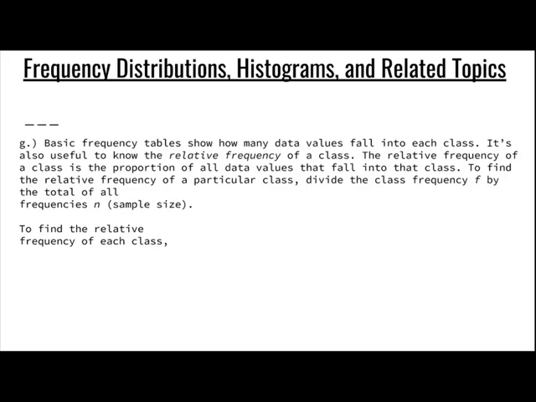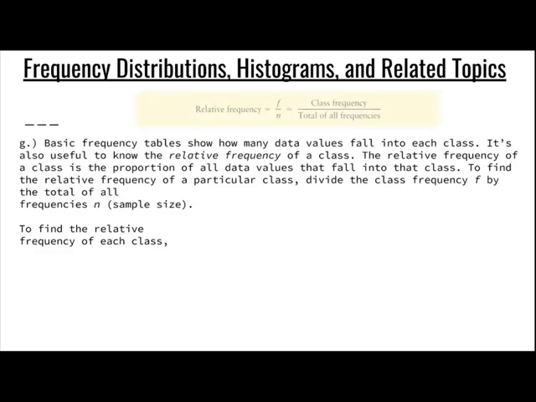Basic frequency tables are going to show how many data values fall into each class. It's also useful to know the relative frequency of a class. The relative frequency of a class is the proportion of all data values that fall into that class. To find the relative frequency of a particular class, you divide the class frequency by the total of all frequencies in the sample size.